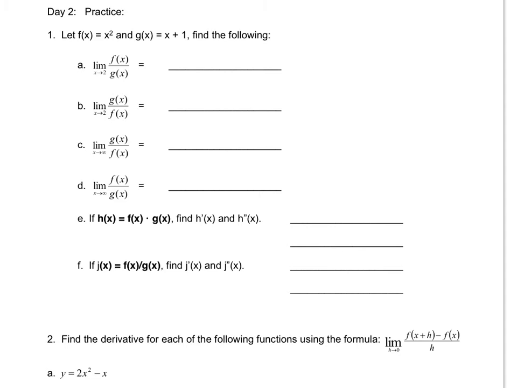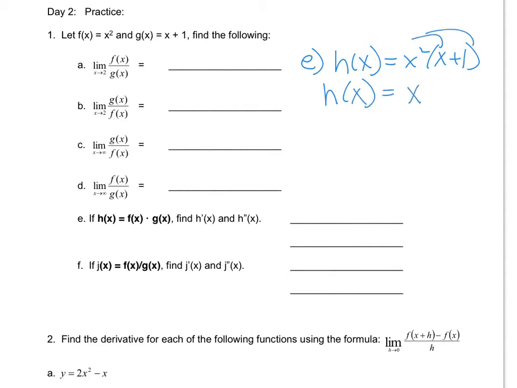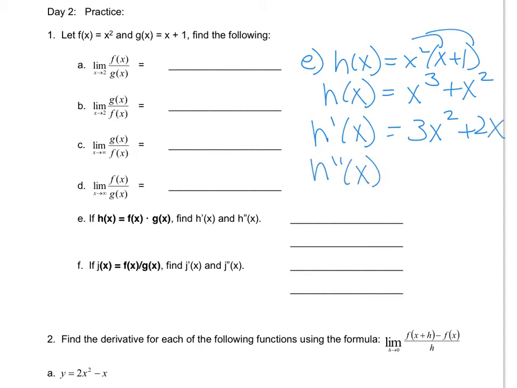So now for e, because h of x is a product of these functions, but everything's in terms of x, I can simplify that by distributing, and then it makes it pretty straightforward to find the first derivative and the second derivative. Now for f with the quotient, we're going to have to do a little bit more work.